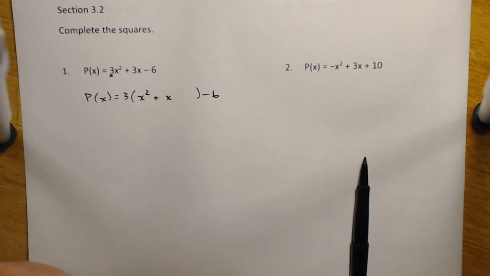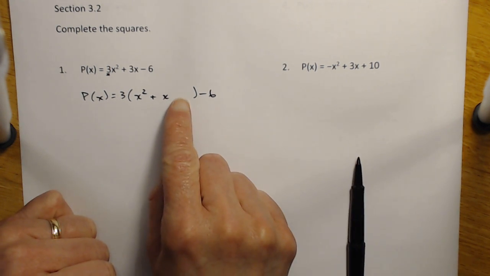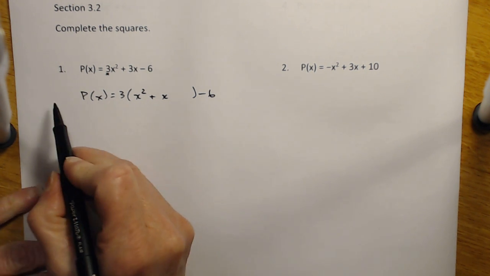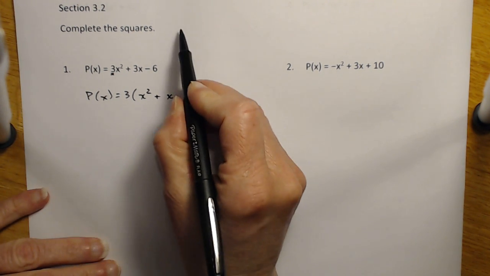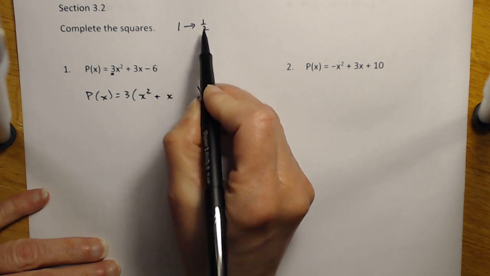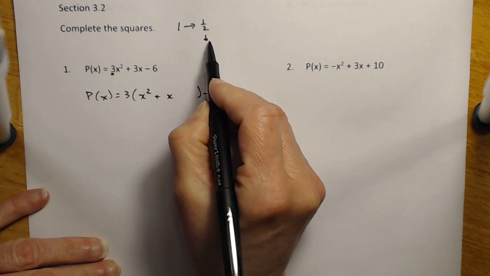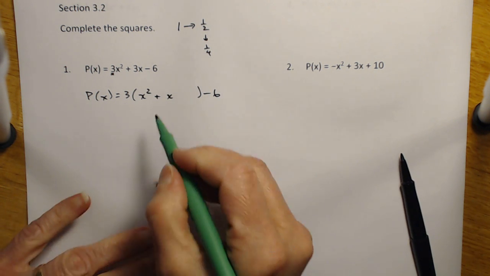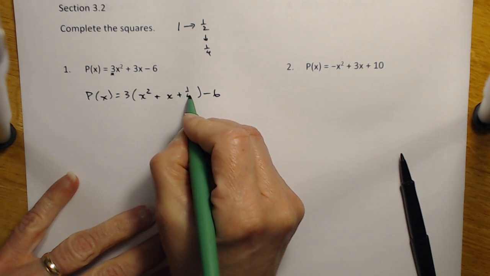Okay. Now we're going to complete the square. That's why we left a blank here. So we take our middle coefficient, which is a 1. We cut it in half, and then we square that. So 1/4. So that number, 1/4, is what will complete the square. So I want to put a plus 1/4 here.